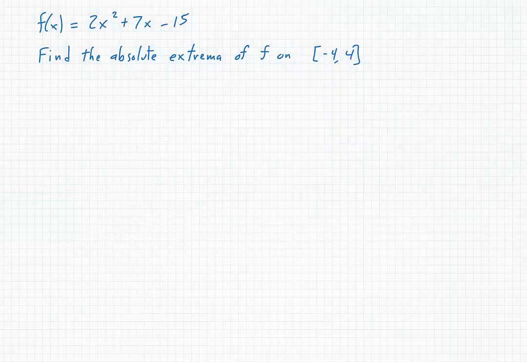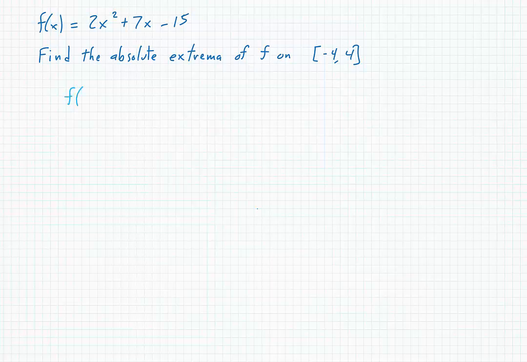So the extreme value theorem says that if a function is continuous over a closed interval, then that function will have an absolute maximum and an absolute minimum on that interval. Let's apply it to this quadratic function. It's a polynomial function. Polynomial functions are continuous everywhere, so the extreme value theorem will definitely apply.